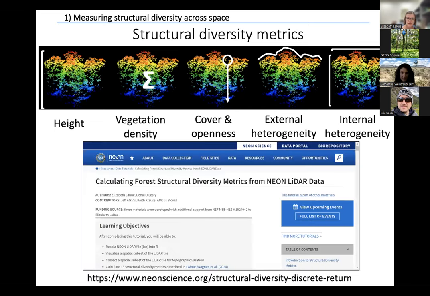And if you are interested in using NEON LiDAR data to measure these structural diversity metrics, there's a tutorial on the NEON website that we created to provide an introduction to these structural diversity metrics using the LiDAR product. So you could check that out if you're interested in using NEON LiDAR to measure structural diversity. I'll just give a second in case you want to jot down the URL there.